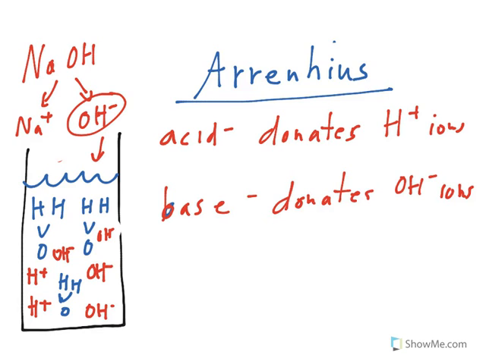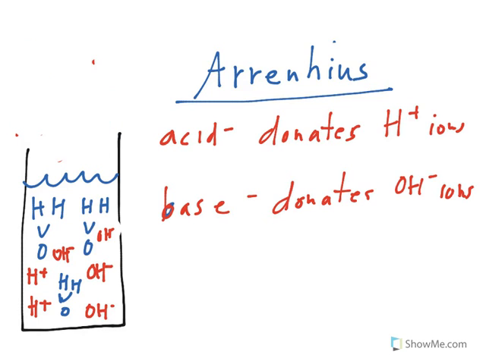Very simple, very straightforward. I mean, if I want more H plus ions, what do I do? I donate H plus ions. If I want more OH minus ions, I donate OH minus ions. And that's pretty simple, very straightforward. Well, why isn't that definition sufficient?